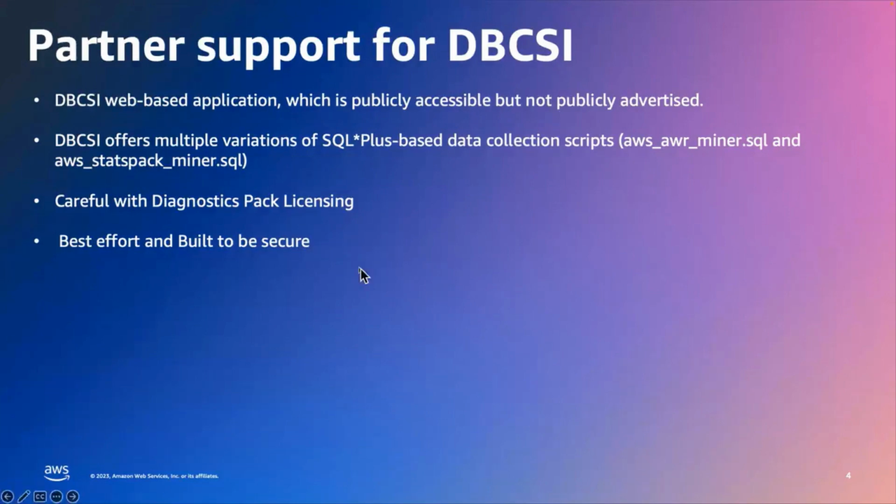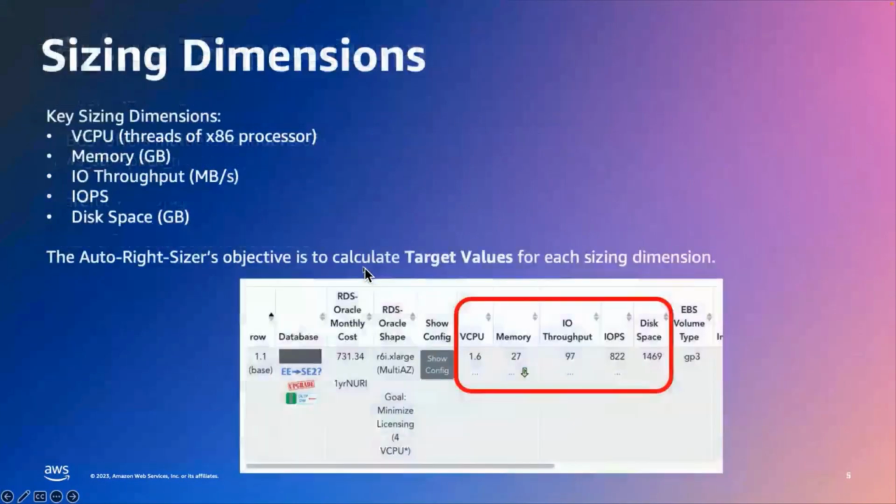Thank you. Let's now talk a little bit more about how DBCSI works. One of the key features of DBCSI is what we call the auto right sizer. The auto right sizer's objective is to look at the raw performance data that we collect, convert that into minimum target values for some key sizing dimensions, and then ultimately map those minimum target values to various types of AWS configurations. So what are these sizing dimensions?